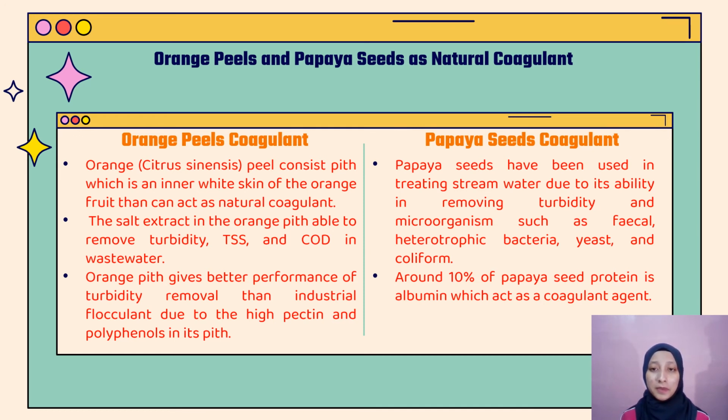polyphenols in its peel. As for papaya seed coagulant, papaya seed has been used in treating stream water due to its ability in removing turbidity and microorganisms such as fecal, heterotrophic bacteria, yeast, and coliforms. Around 10% of papaya seed protein is albumin, which acts as a coagulant agent.